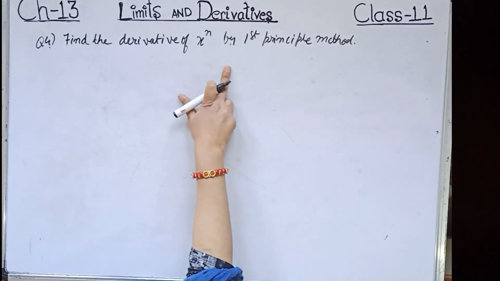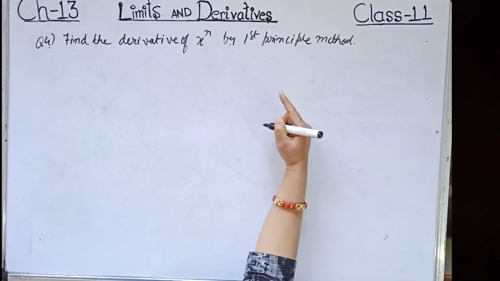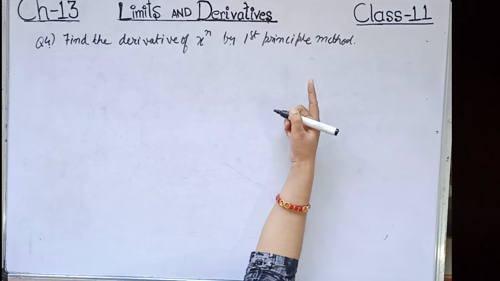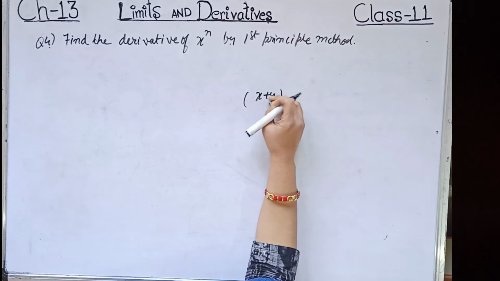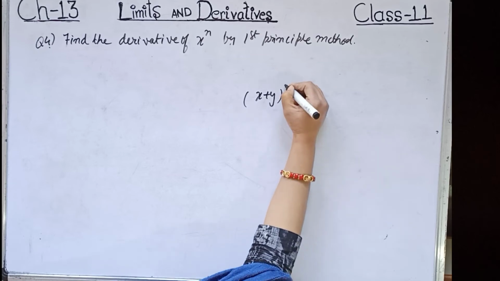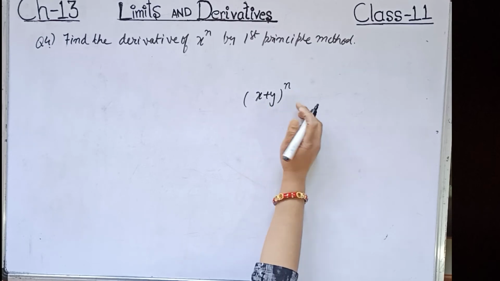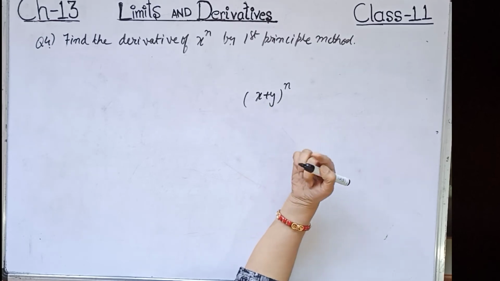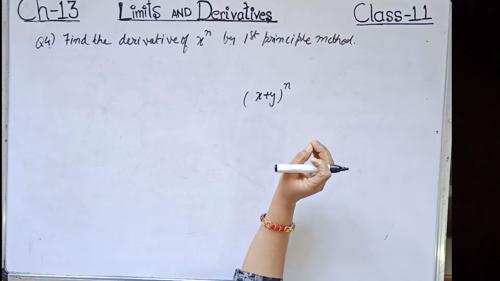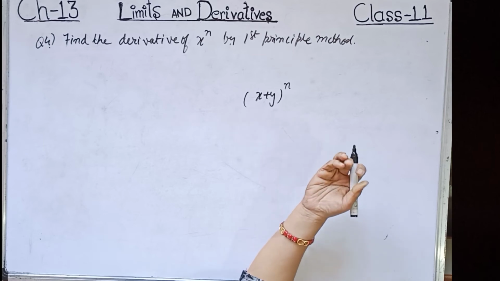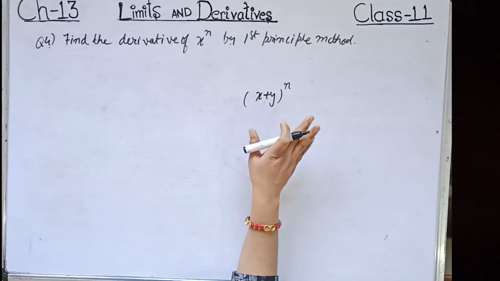Now let us do the derivative of x power n by first principle method. Before doing that, let us recall the binomial theorem, the expansion of two terms, which you have done in the binomial theorem chapter. We know (x + y)^1, (x + y)^2, (x + y)^3, and say power 4 also. But if the power is more than 4, then obviously we use the binomial theorem.